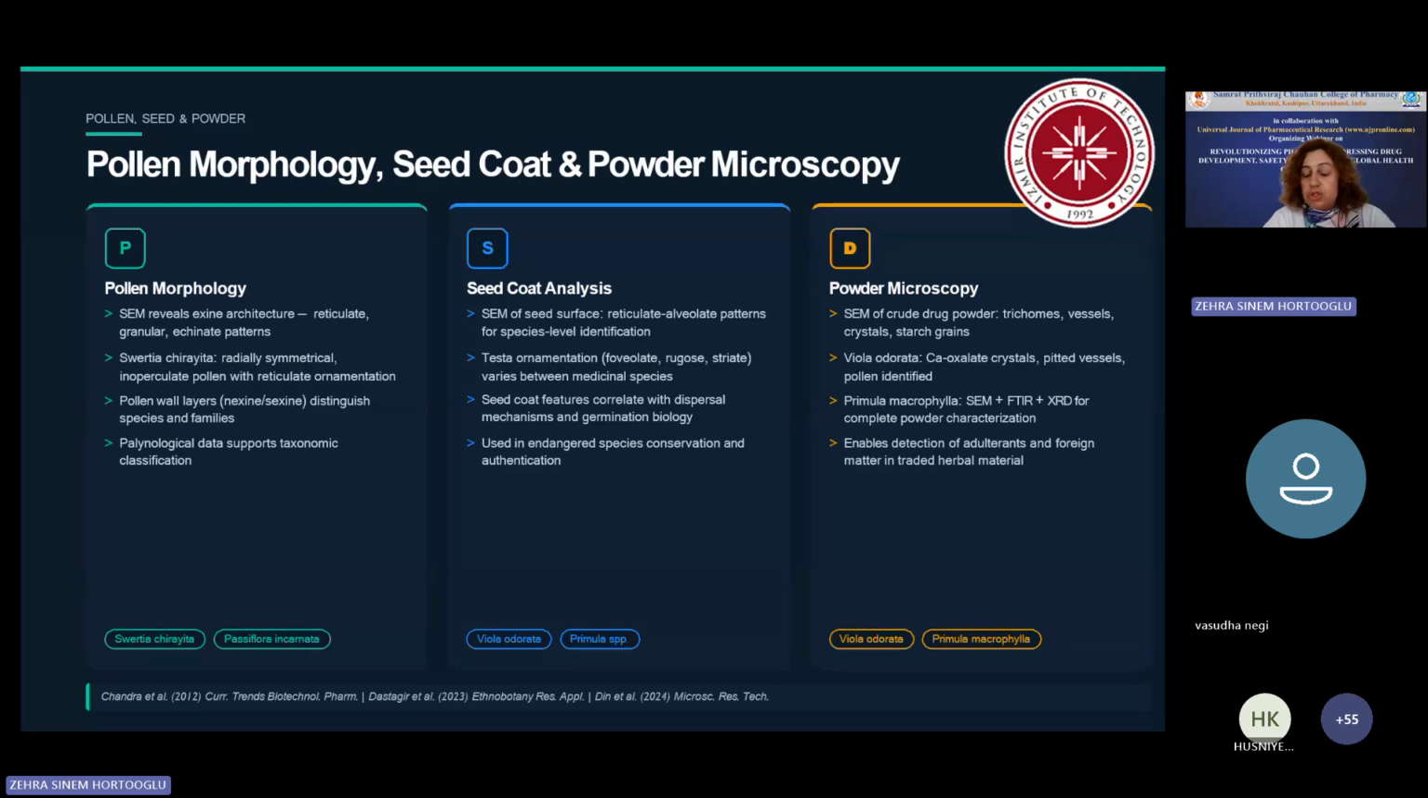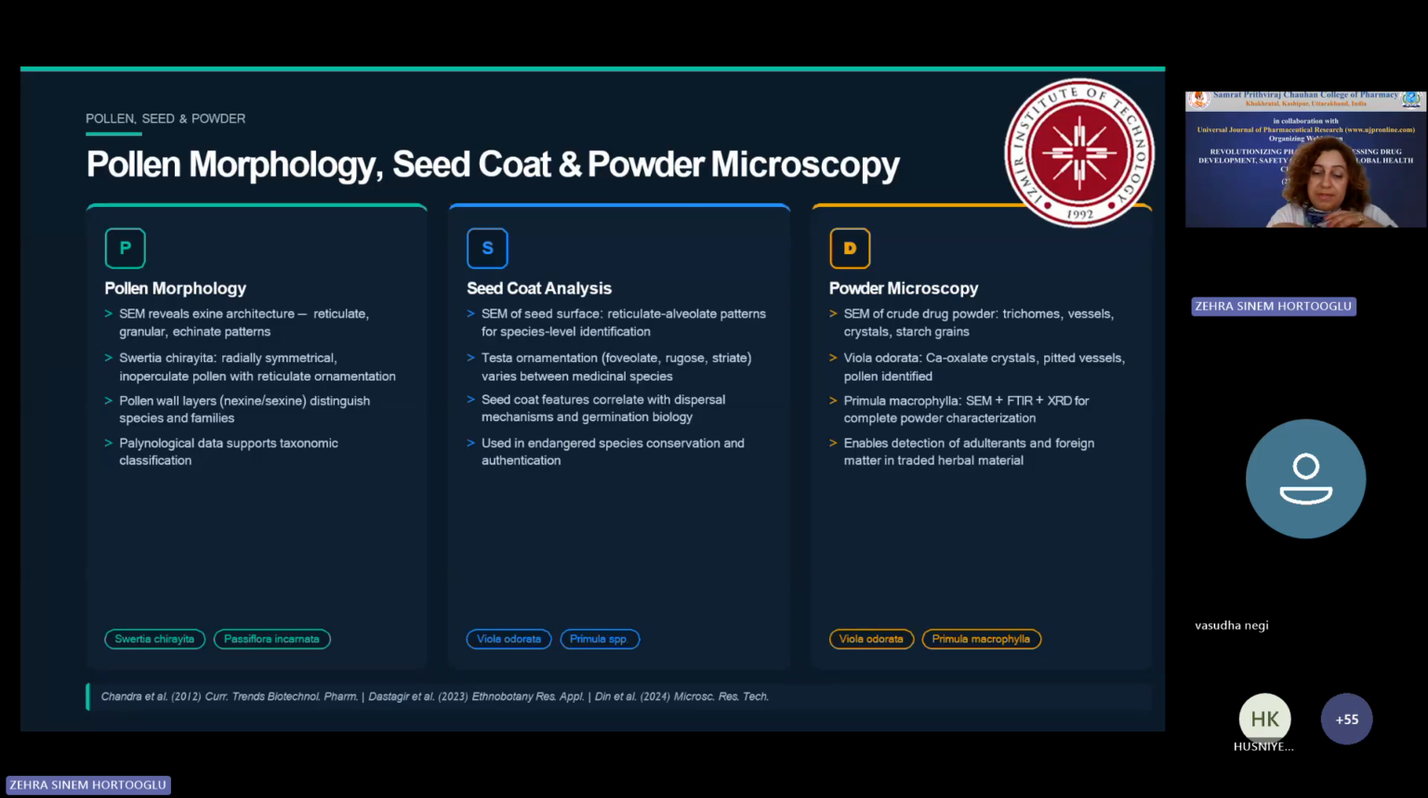Pollen morphology and seed coat powder macroscopy. Pollen morphology reveals exine architecture with reticulate, granular, and echinate patterns. Gentiana, for example, has radially symmetrical, inoperculate pollen. Palynological data supports taxonomic classification, which is very important. In seed coat analysis with SEM, we get seed surface reticulate and alveolate patterns.